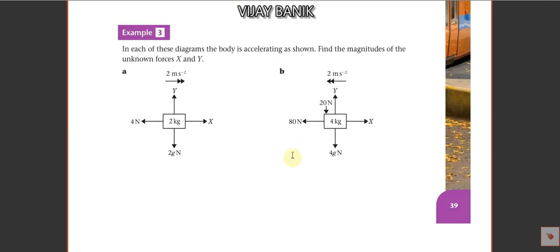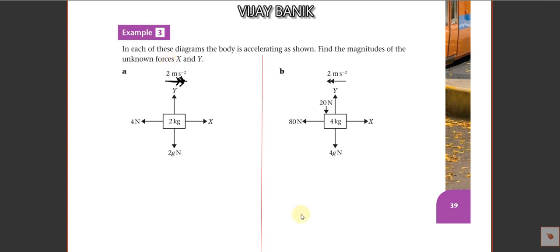Okay, these are the two situations that have been given to me over here. Let me draw a boundary line over here. These are the two sums that I need to solve. Can you see this object? They say that it is accelerating on the right hand side. This is very important. It is accelerating on the right hand side at 2 meters per second squared.